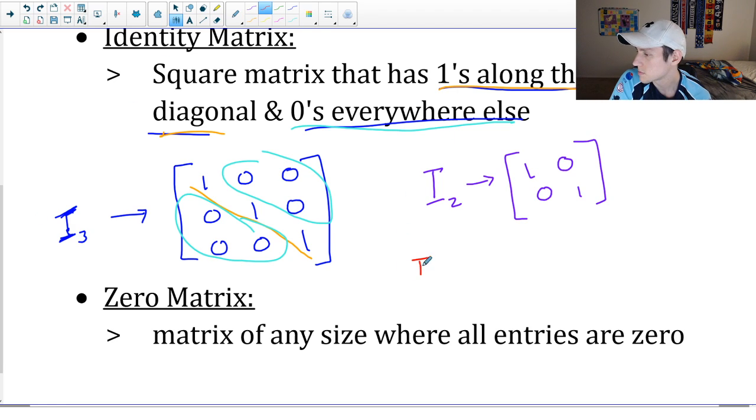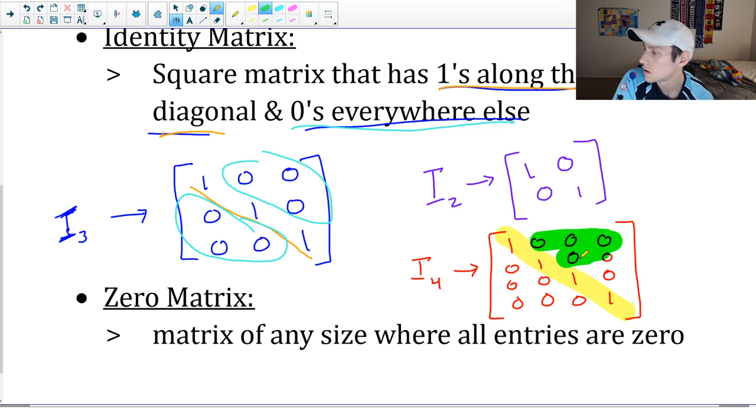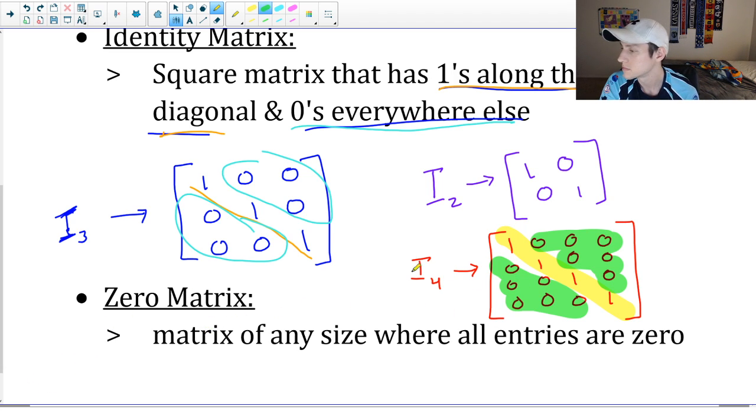I'll do one more just because why not? Let's say I4. Right? 1's along the main diagonal. Everything else is a 0. All right, so this is what we call the identity matrix.